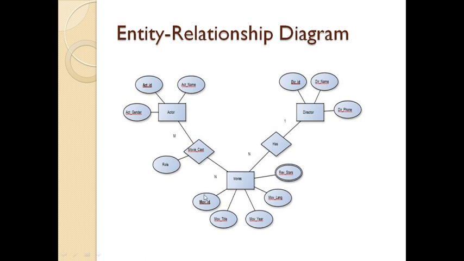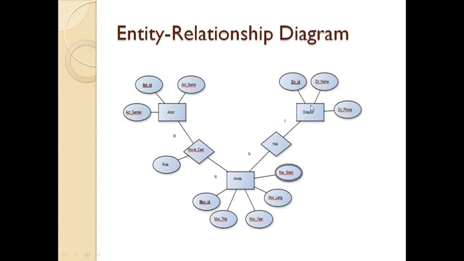Now this is the ER diagram. Here you can see actor, director and movies. These are the entity types. Actor has actor ID, actor name and gender. Director has director ID, director name and phone number. And movies has movie ID, title, year, language and review stars. Here review stars is a multi-valued attribute.